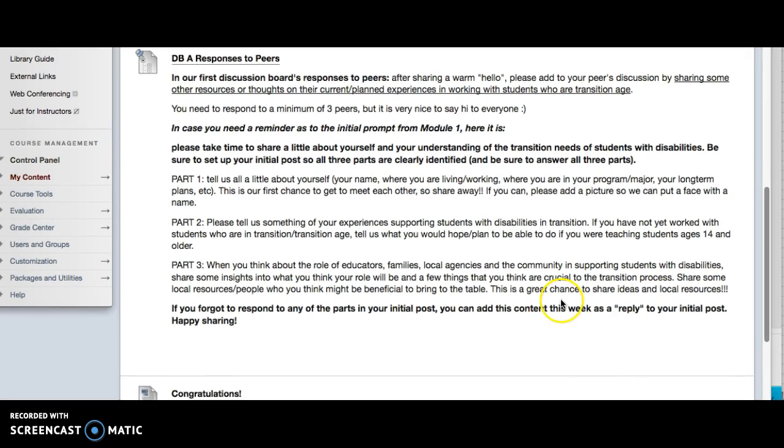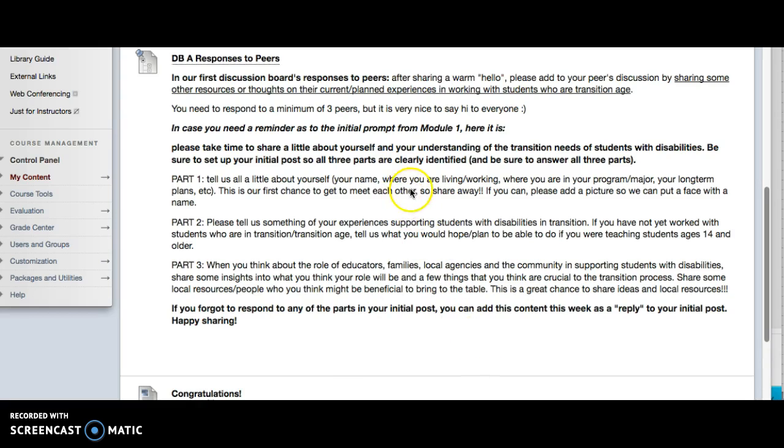So as you think through the 3 parts that you responded to last week, this week you're going back into your peers' posts and reading what they've said about themselves and expanding on what they've shared. So if they've told you a little bit about how they work with students who are in high school, then I would ask some questions or share some of your own experiences. Or if they have told you some really great things about their thoughts on the role of teachers working with local community agencies, maybe you can share a resource that you have in your community that they might want to explore.